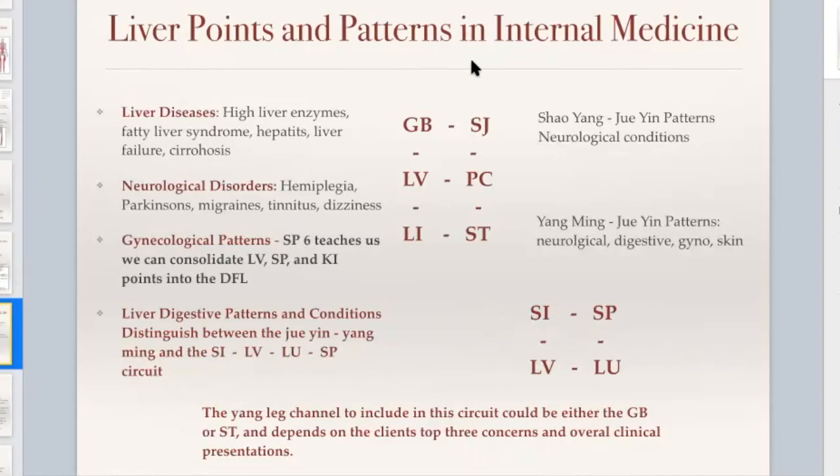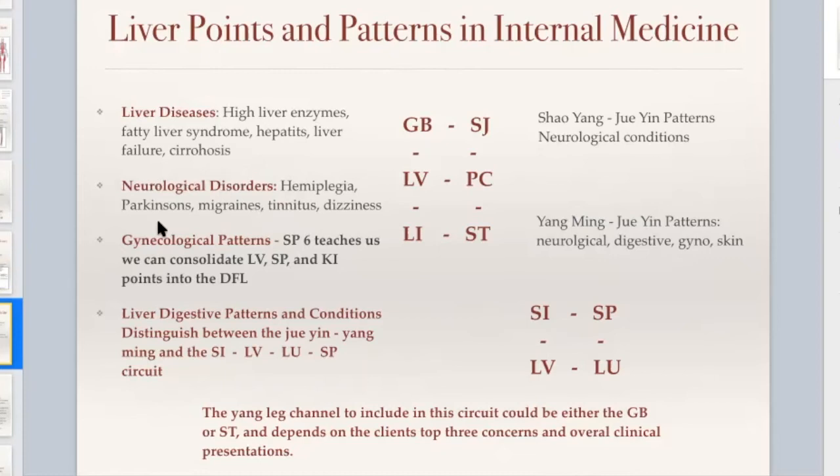Okay, the way that we can look at liver conditions is, there are liver diseases that Western medicine recognizes, and these include things like high liver enzymes, fatty liver syndrome, hepatitis, liver failure, cirrhosis, etc. So actual organic conditions of the liver are one category of liver conditions.